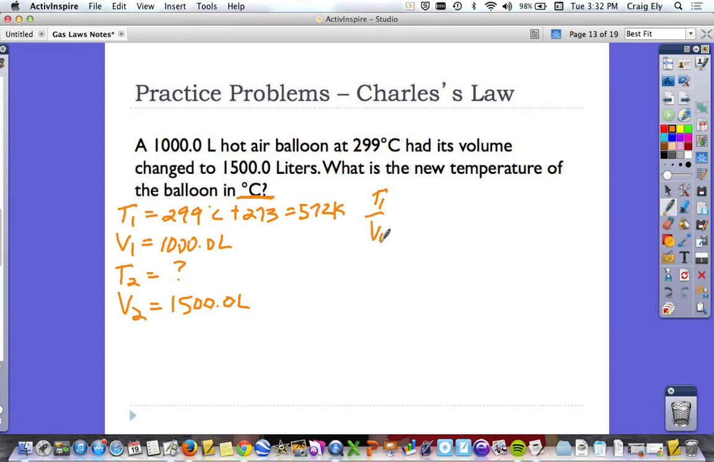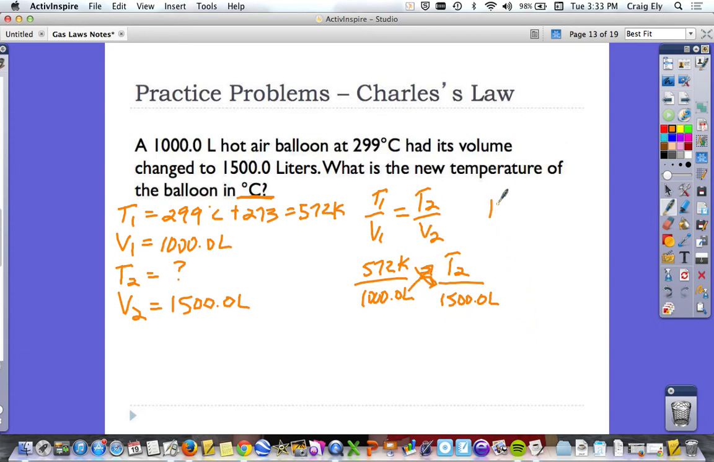So let's look at our formula. T1 over V1 equals T2 over V2. So let's plug in our numbers. 572 Kelvin over 1,000.0 liters equals my T2. I'm calculating for that, so I keep that there. Over 1,500.0 liters. Again, we can cross multiply.